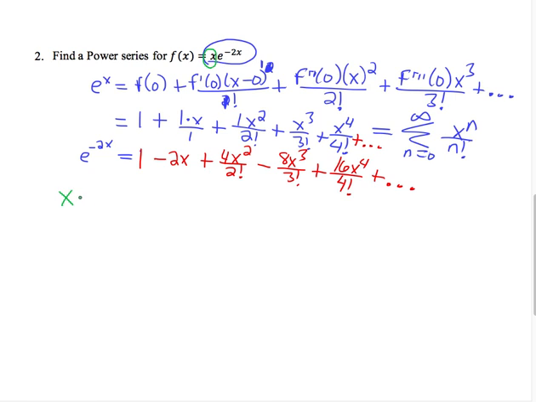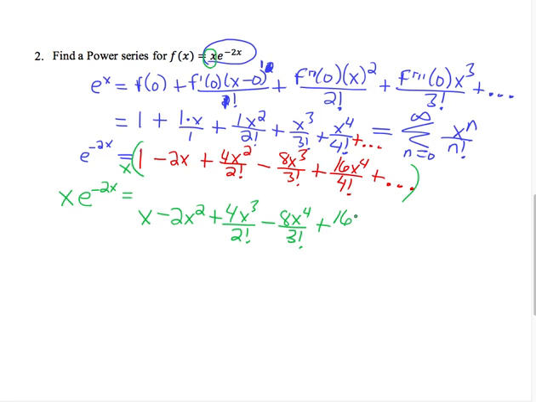So I'm going to have x e to the negative 2x now. So that's just going to be this x times all of that stuff. So that's going to be x minus 2x squared plus 4x cubed over 2 factorial minus 8x to the 4th over 3 factorial, because it's not affecting the factorials or the coefficients. This is going to be 5th over 4 factorial. And hopefully that's enough for us to be able to see a pattern.